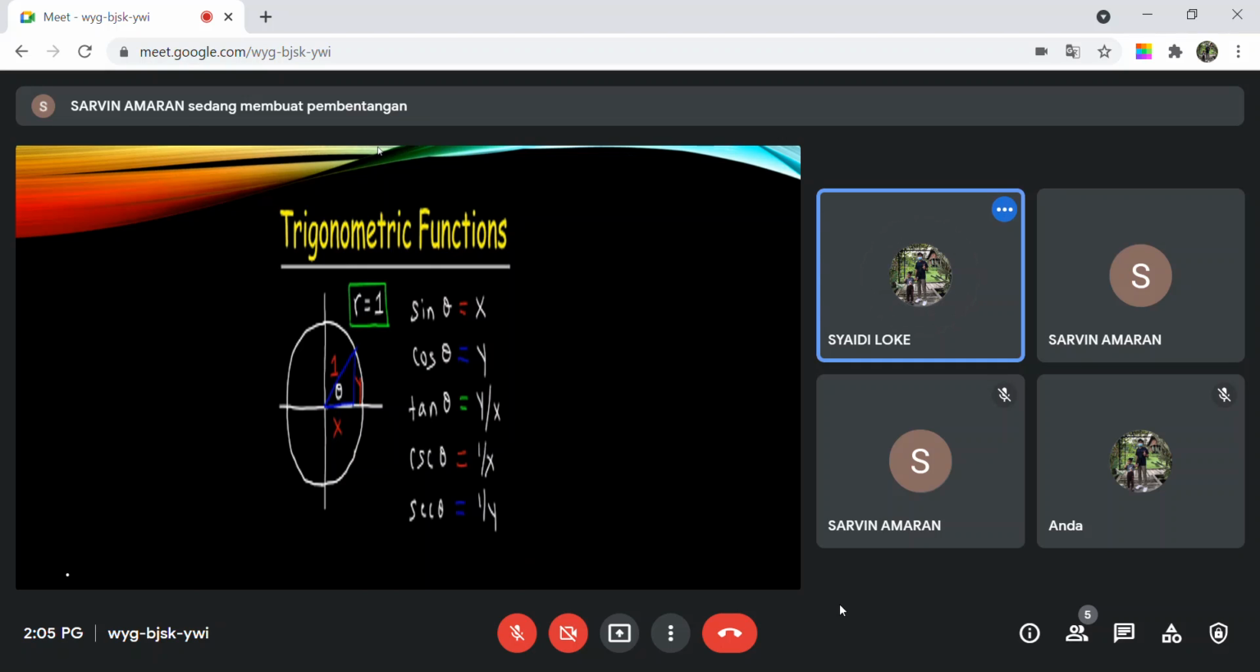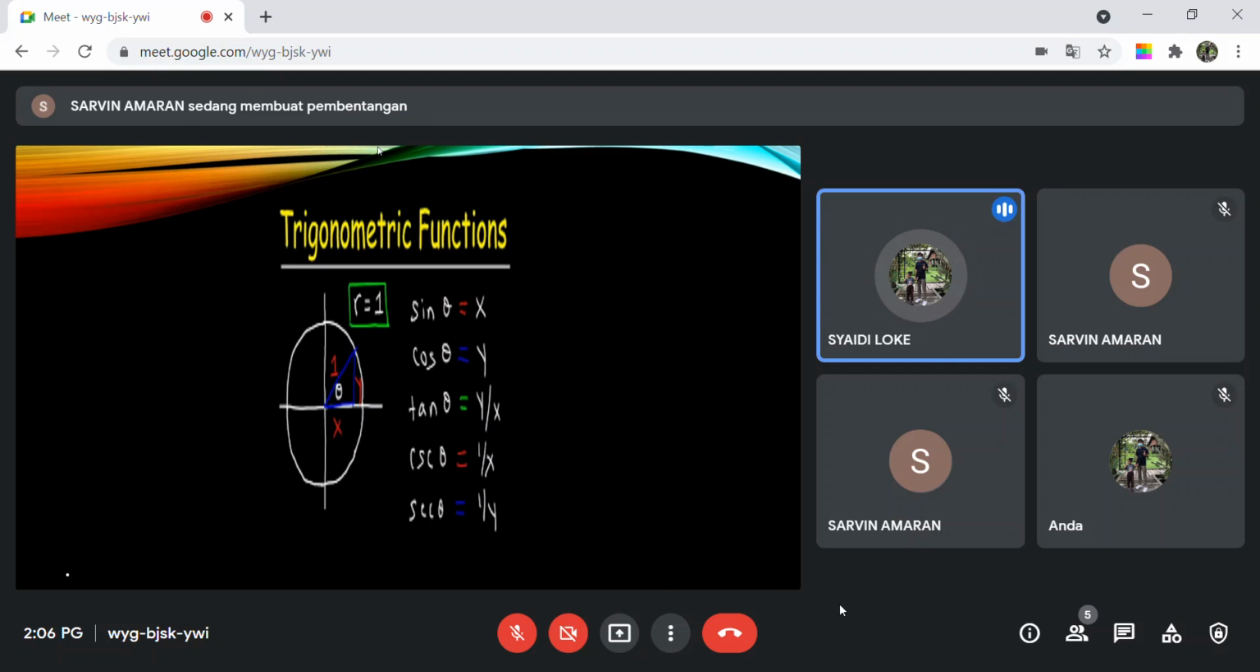So, this is the trigonometric functions. Sin theta equals x. The second is cos theta equals y. The third is tan theta equals y over x.